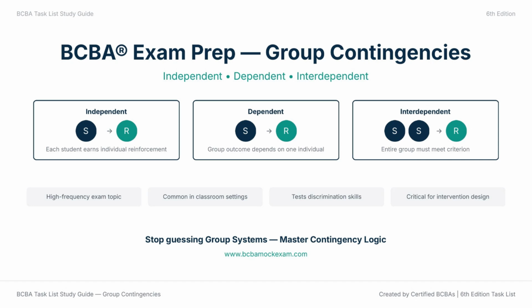Today we're breaking down a high-frequency BCBA exam topic, group contingencies. In applied behavior analysis, group contingencies refer to systems where reinforcement is delivered to a group of individuals based on specific behavioral criteria. There are three main types you must be able to discriminate: independent group contingency, dependent group contingency, and interdependent group contingency. Each type differs based on who earns reinforcement and how the outcome is determined. This topic is heavily tested because it requires strong discrimination skills and reinforcement logic.